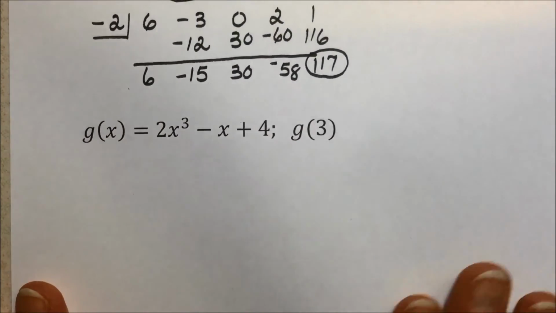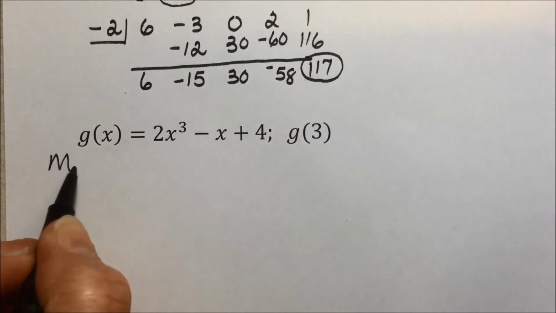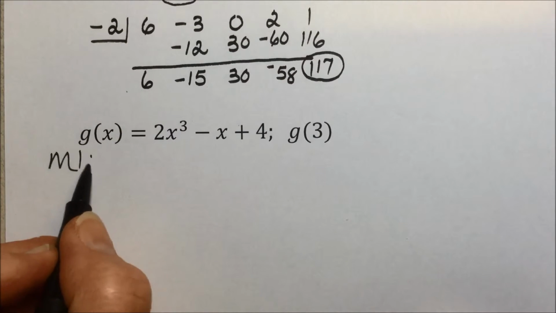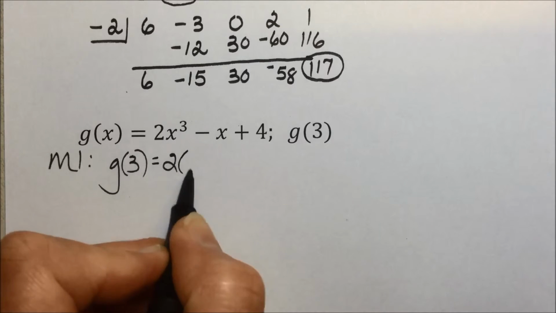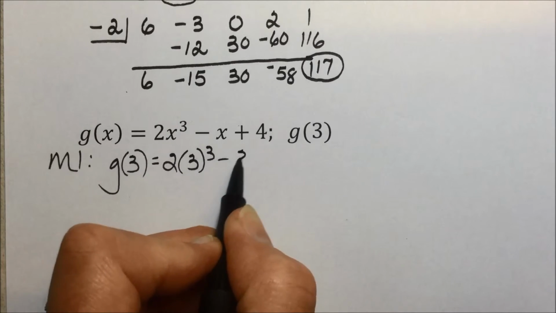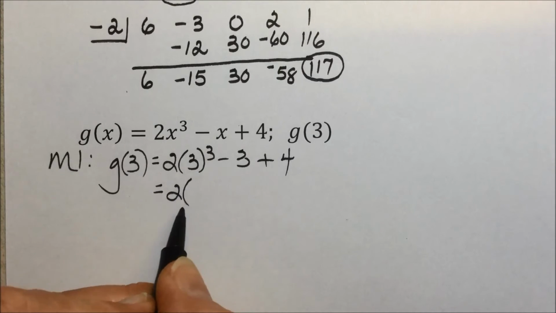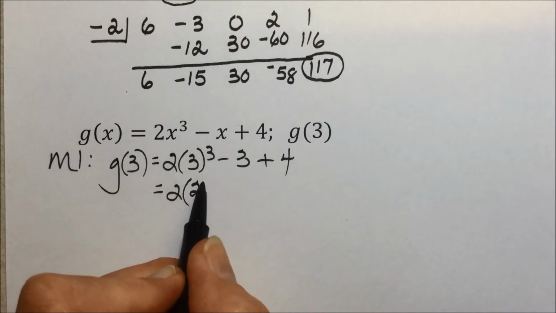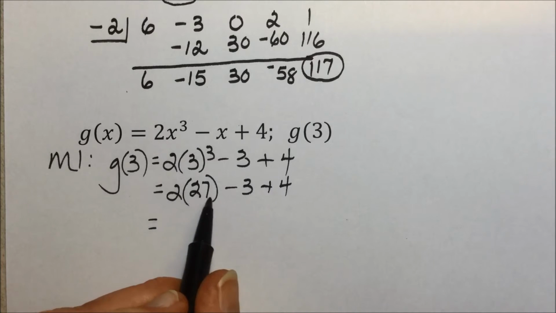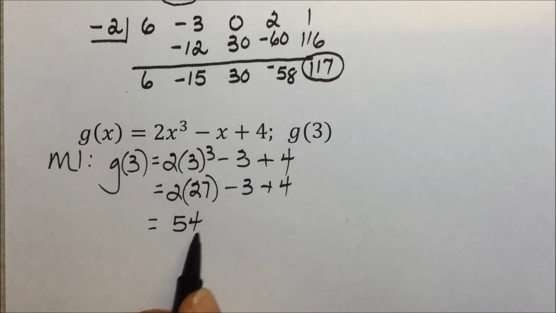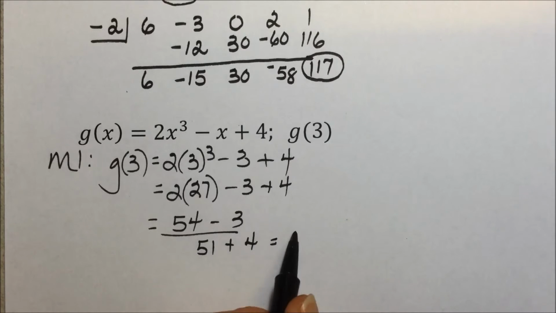So I have another problem. I want to know the value of this function when x is 3. You have two options. You have method 1, which is to replace x with 3 and simplify the value. 3 to the third power, 3 times 3 times 3 is 27. Then 2 times 27 is 54. Minus 3 would be 51, plus the 4 is 55.